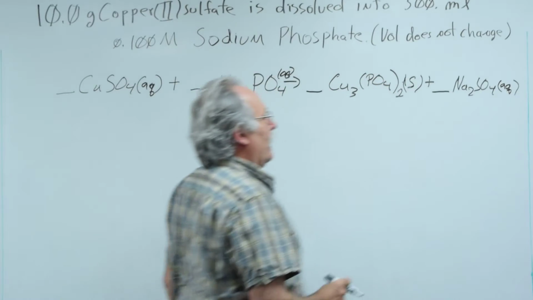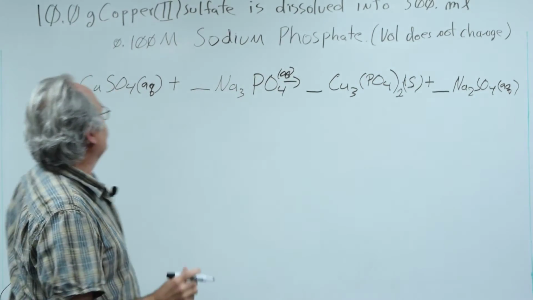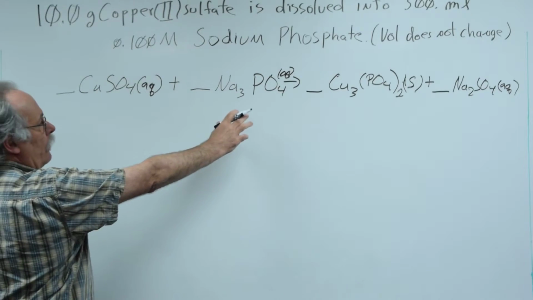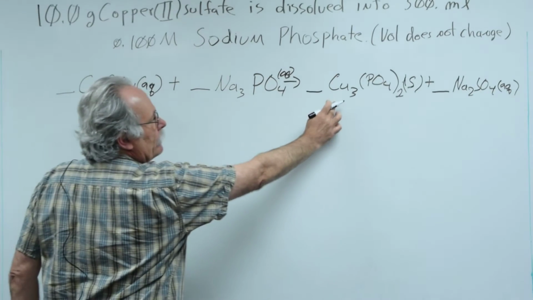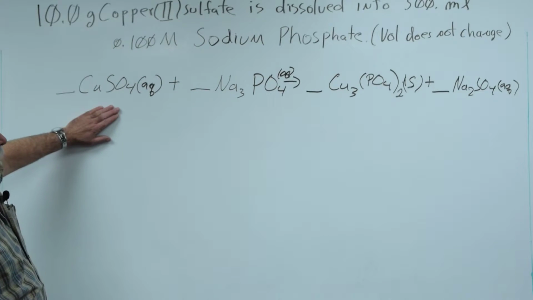So now we recognize that we have created a salt, and we could quickly look at the net ionic equation for that, which would require 3 coppers and 2 phosphates. But now what we want to do is balance the equation.